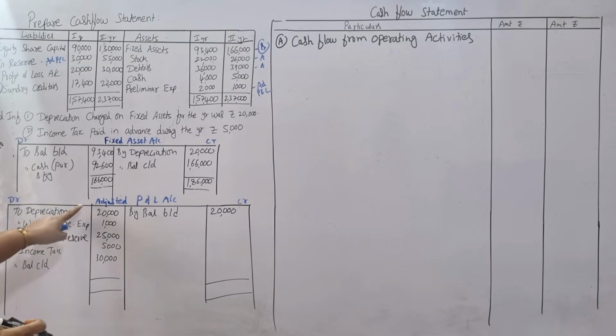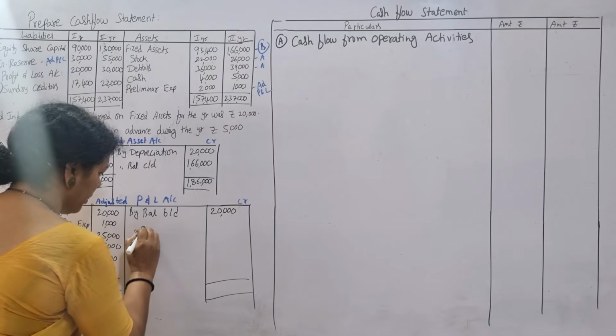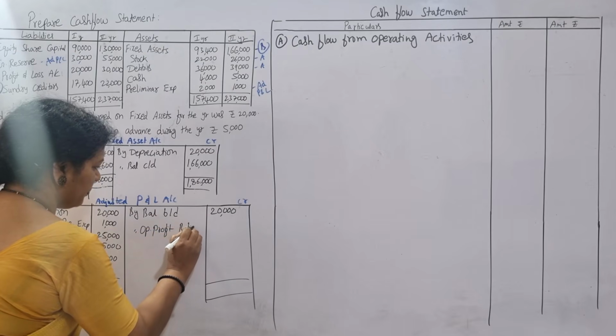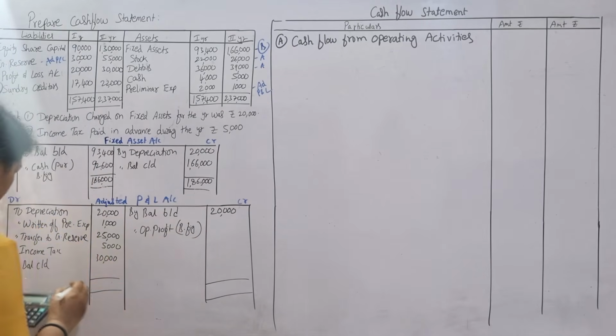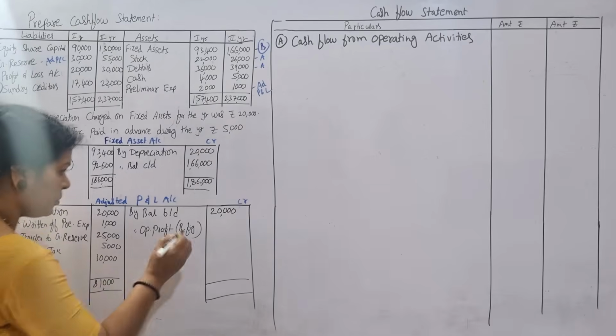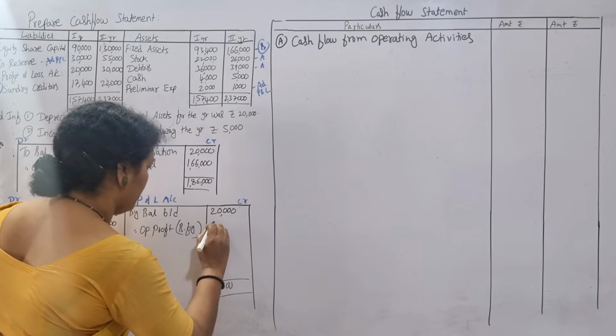Now we'll see the debit side is more. 20, 50, 20, 30, 50, 50 and 30, 80, 81,000. 81,000 minus 20,000 is 61,000 I think. 61,000. This is operating profit. By operating profit, balancing figure. Total is 81,000. 81,000 minus 20,000, 61,000.